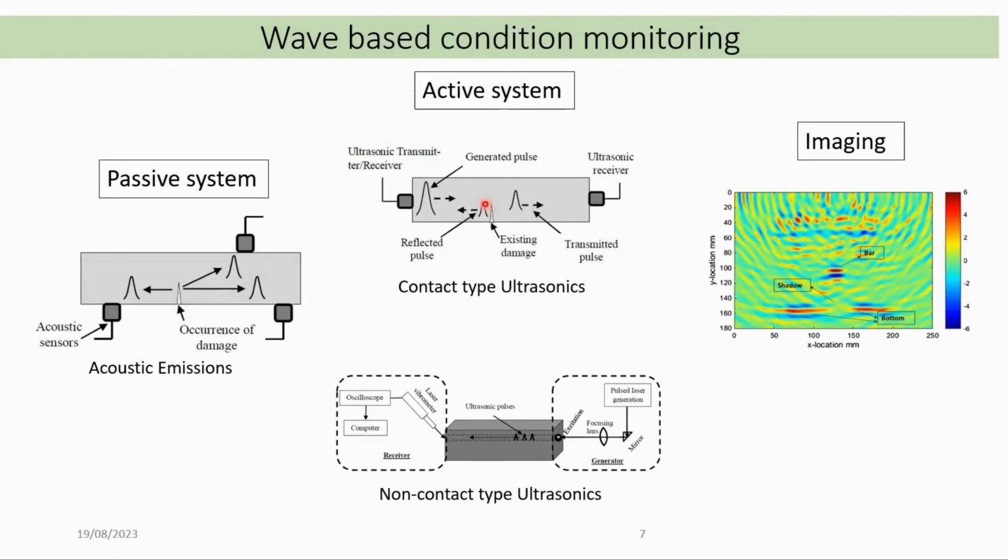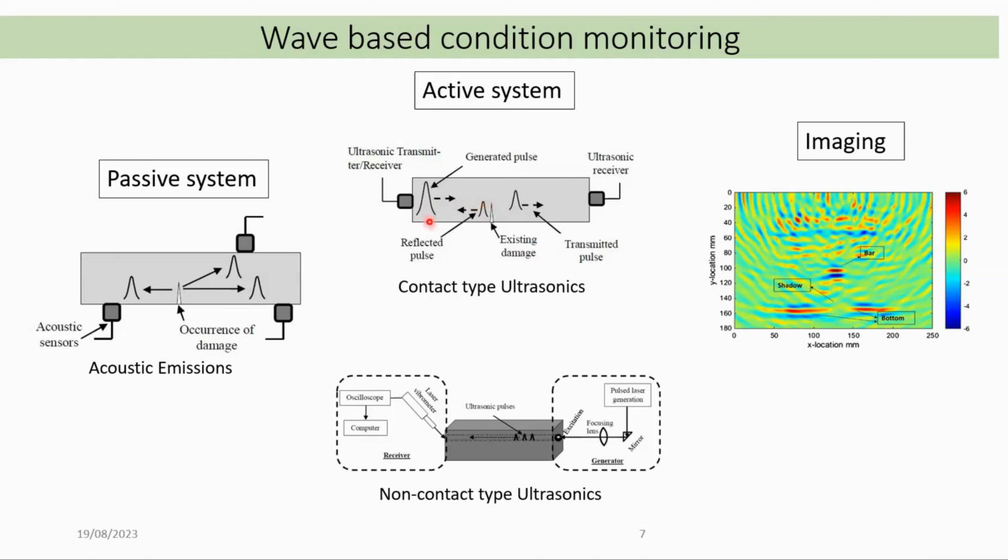The next type of system is the active system. In the active system, we send energy into a structure, and this energy is sent in the form of waves. These are stress waves. These stress waves go inside the structure and interact with any defects or whatever is happening in the structure. Based on how much of the wave has traveled through and how much has reflected, we are able to give a prediction about the condition of the structure.